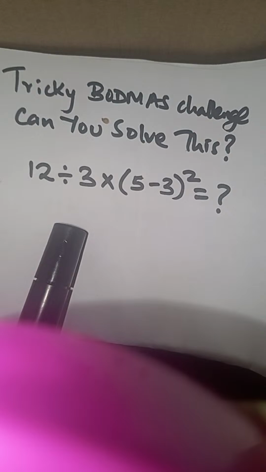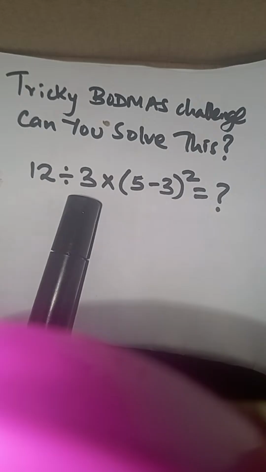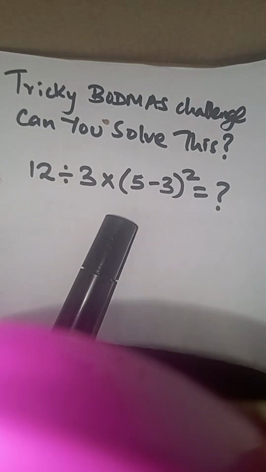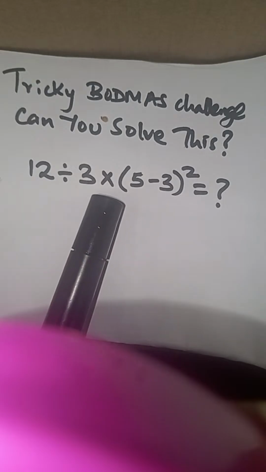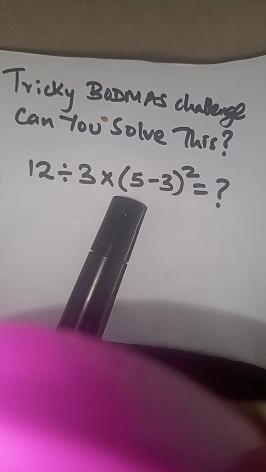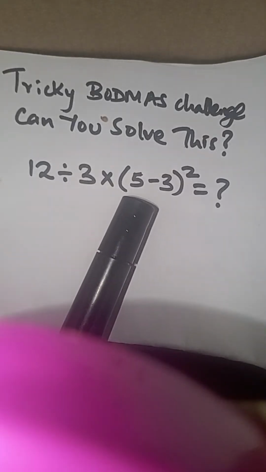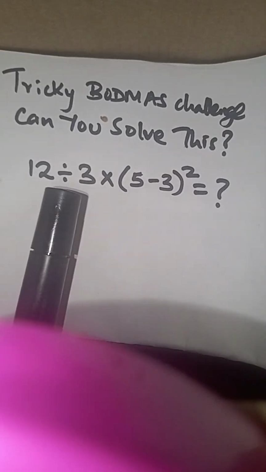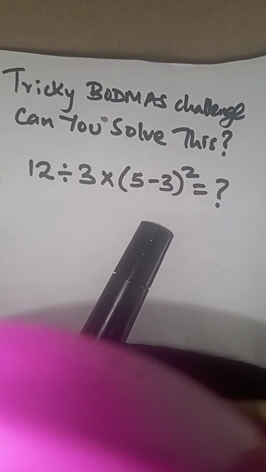Nameless, you explained this well, that 12 divided by 3 is actually 4. Then 4 multiplied by, of course, this is 2 squared is 4. So this 4 times this 4, we're going to get 16.